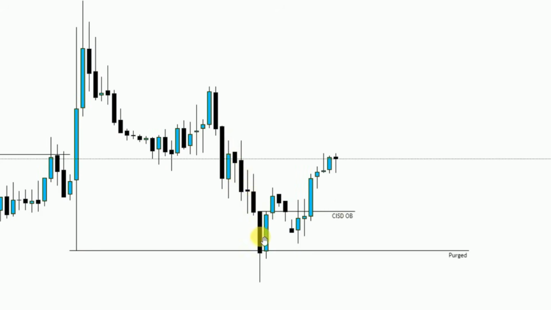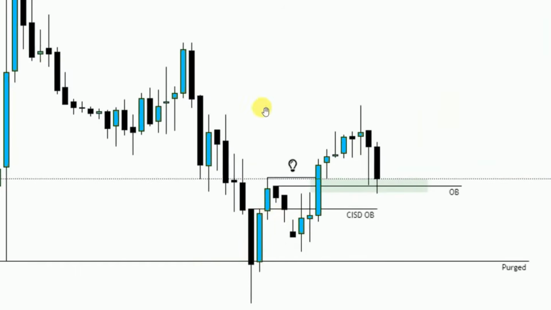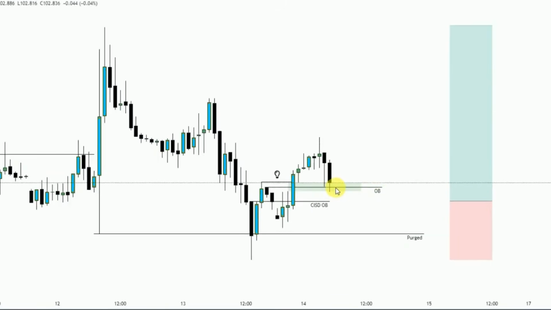On H1, we focus on identifying the change in the state of delivery. At this stage, the entire higher timeframe narrative is already clear. SMT is confirmed, monthly liquidity has been cleared, and H4 liquidity has also been taken. The overall bias is bullish. You cannot take entries based on change in the state of delivery everywhere. But when you have alignment from the monthly, daily, and H4 timeframes like we do here, then change in the state of delivery becomes a very powerful entry tool.